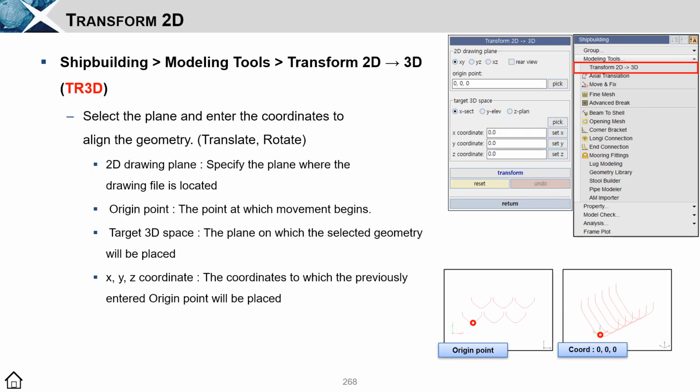The TR3D command is a function for converting 2D geometry in a plane into 3D space. The origin point is the point on which the movement is based, and target 3D space is the plane in which the selected geometry will be placed. Finally, the X, Y, Z input values are the coordinates in which the origin point will be finally placed.